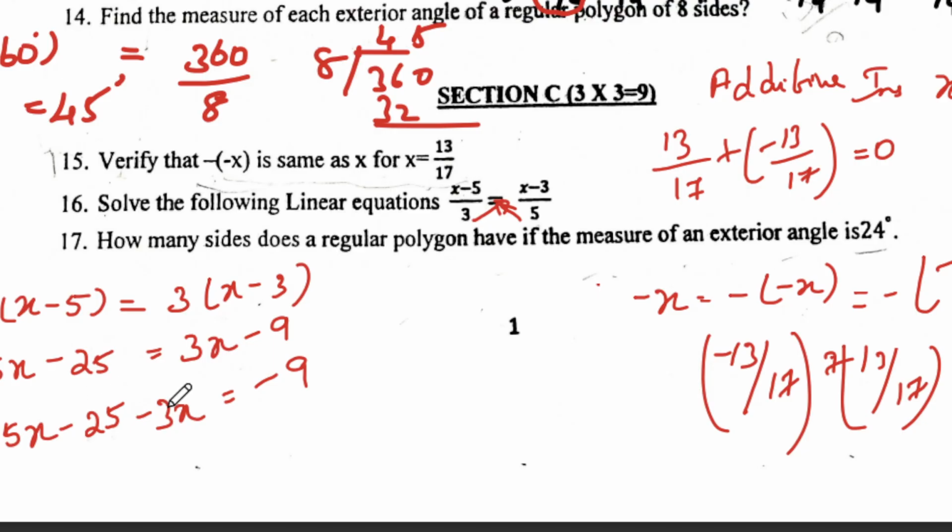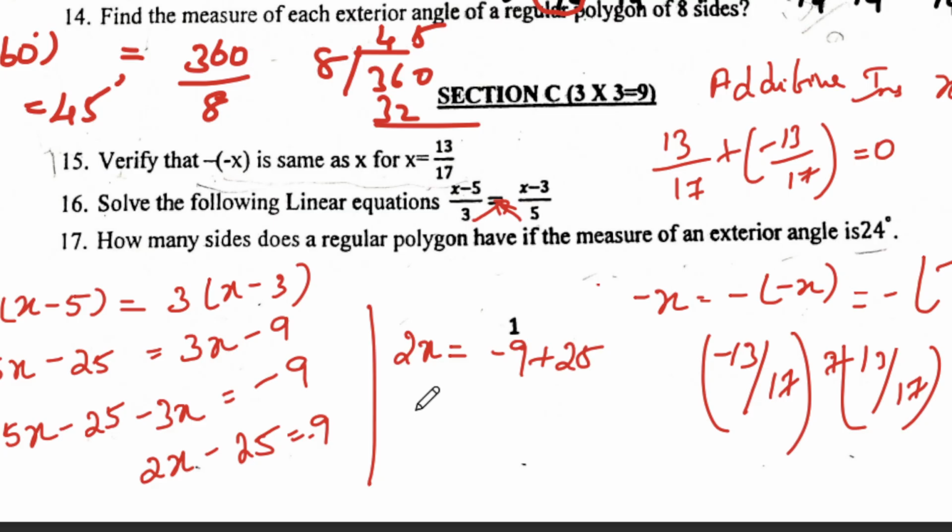So we have 5x minus 3x, which is 2x. 2x minus 25, which is equal to minus 9. So 2x is equal to minus 9 plus 25. So 25 minus 9, which is equal to 16. So x is equal to 16 divided by 2. So 16 divided by 2, 2 8s are 16. So x is equal to 8.